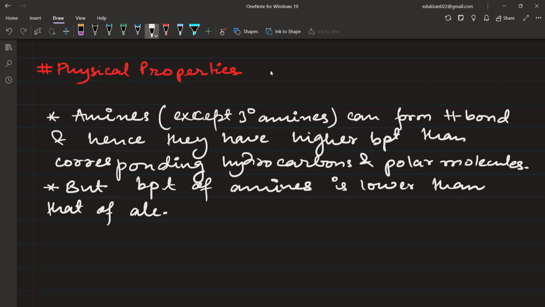I think the first point doesn't need explanation, because you have R and nitrogen, and if you have hydrogen on both sides, or even on one side, a hydrogen bond is formed. But if you have 3 alkyl groups, that means this is a 3 degree amine, and in this 3 degree amine we are not going to get any hydrogen bond because hydrogen is not connected to nitrogen, which is an electronegative element. Now the boiling point of amine is lower than that of alcohol. Why? Alcohol may have hydrogen bond, but why is the boiling point of amines less than alcohol?